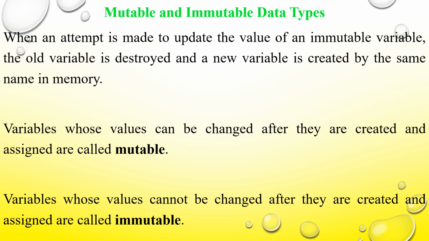So what actually do the mutable and immutable data types mean? Variables whose values can be changed after they are created and assigned are called mutable. That means those values can be changed once they have been created. The variables whose values cannot be changed after they are created and assigned are called immutable data types.